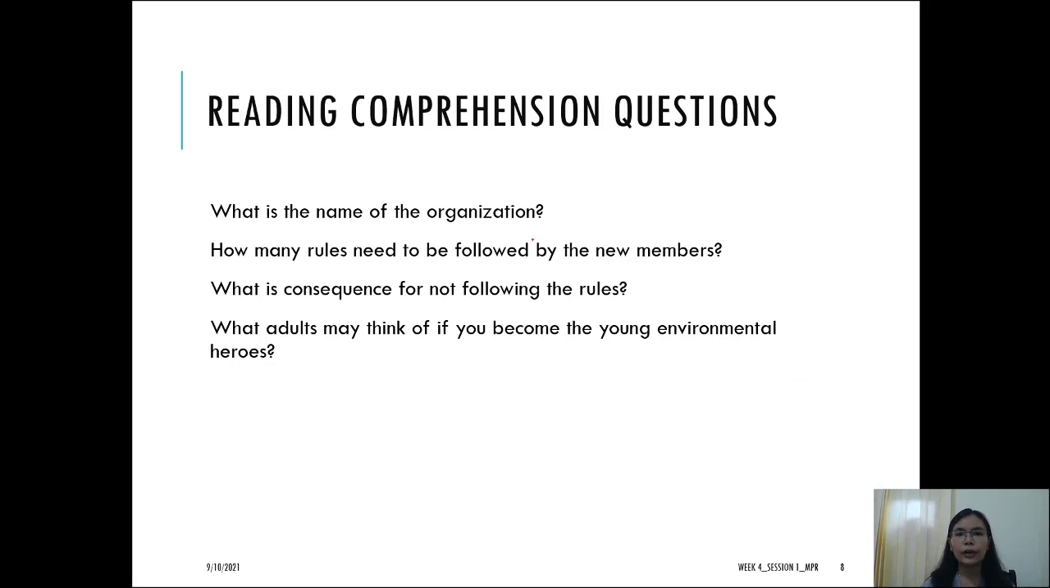Now for a very quick reading comprehension exercise. There are 4 reading questions over here. So please answer these questions in your own notes, and make sure in the practicum you are able to share these answers. And please do it by yourself.